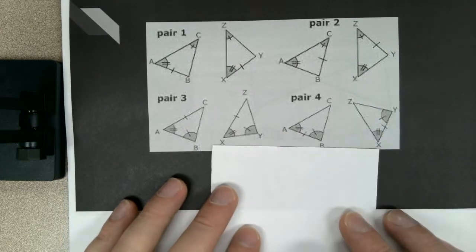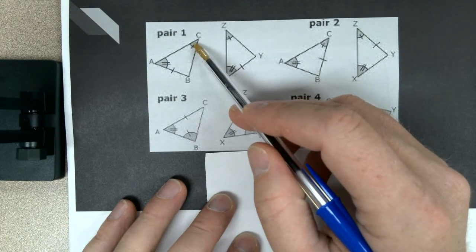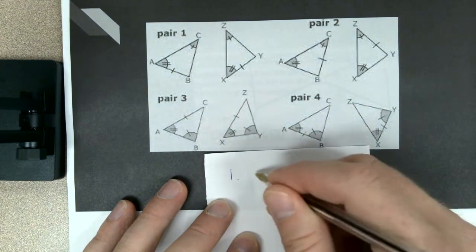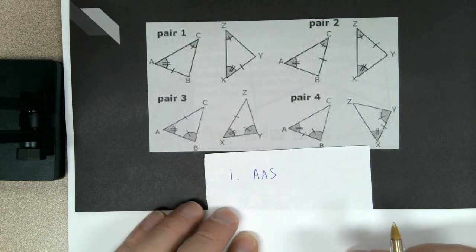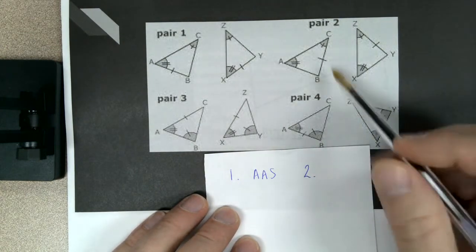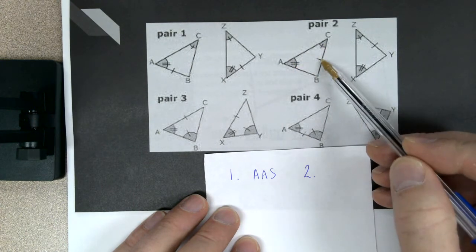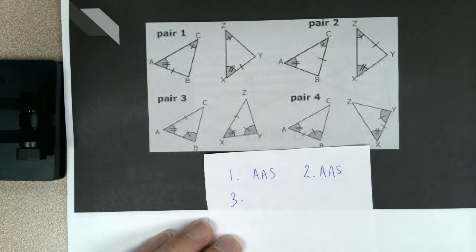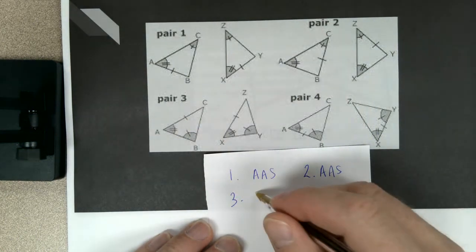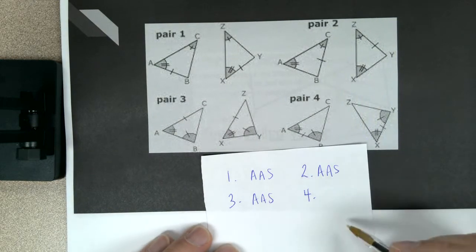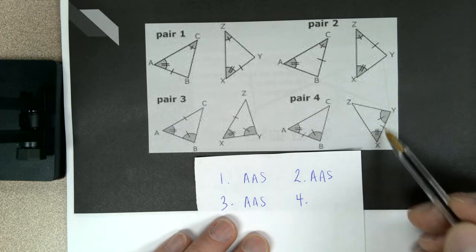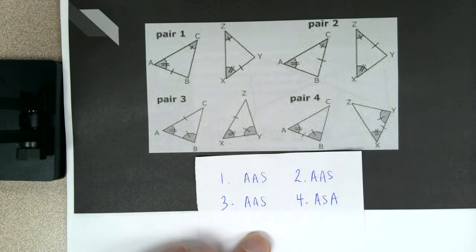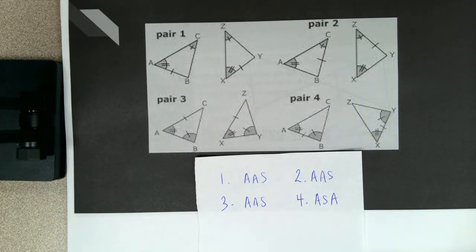For pair number 1, you should notice that around the triangle, it's angle, angle, side. So number 1 would be AAS. Number 2, hopefully again you notice as I go around the triangle, angle, angle, side. So it's also AAS. Number 3, also angle, angle, side. The last one, you should notice that the side is included, so this is the only one that is angle, side, angle. So hopefully going through that process helps you to see the difference between those two ways to prove the triangles congruent.